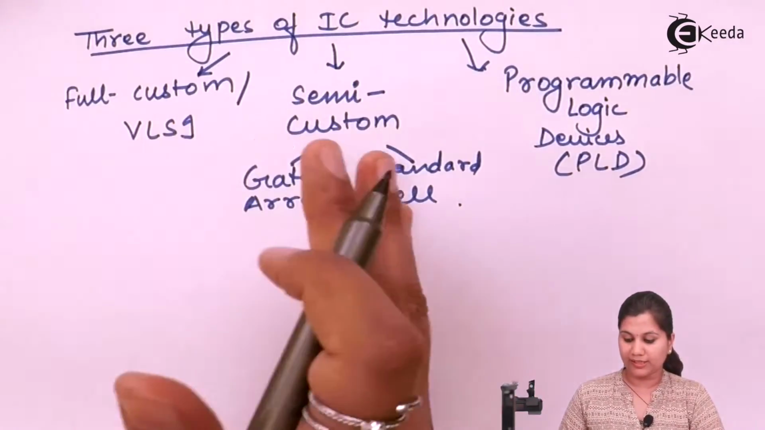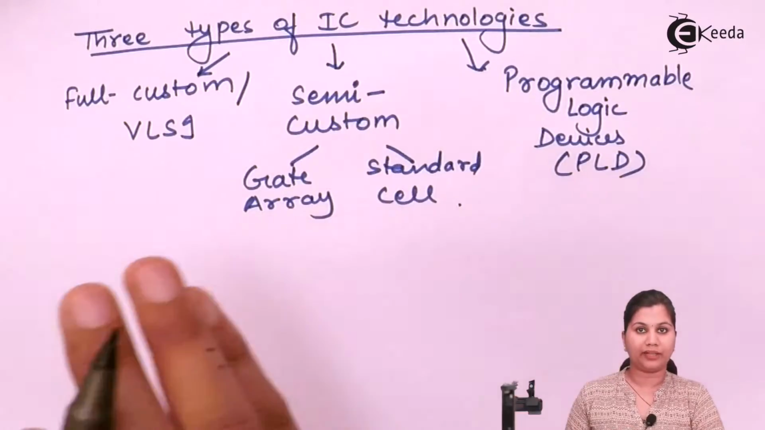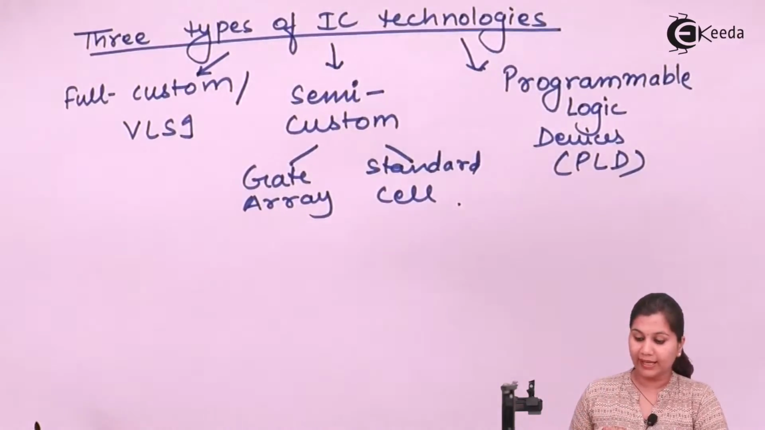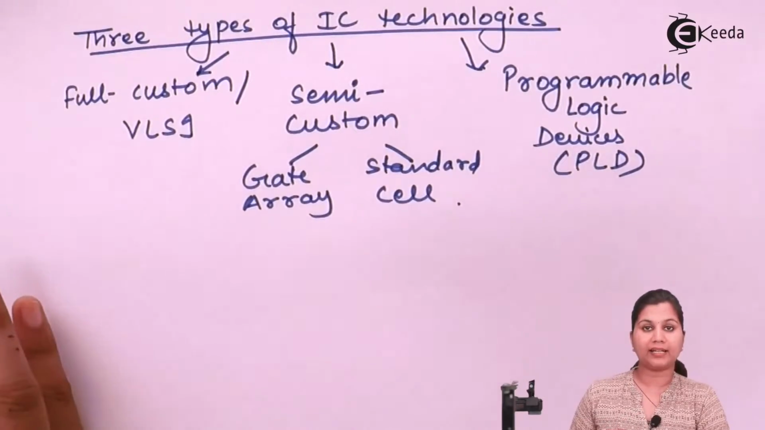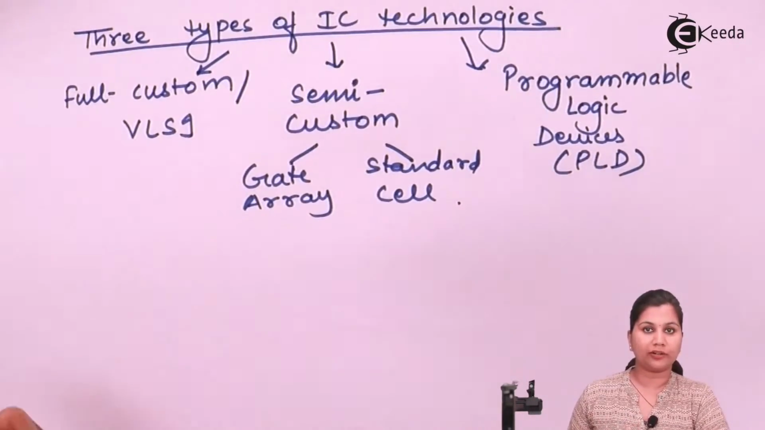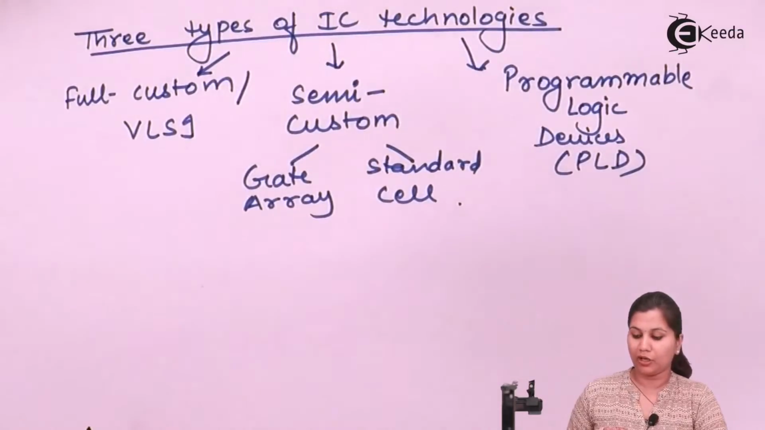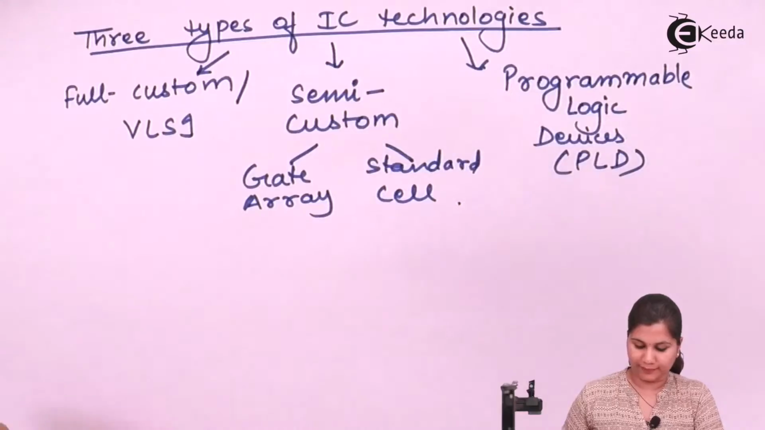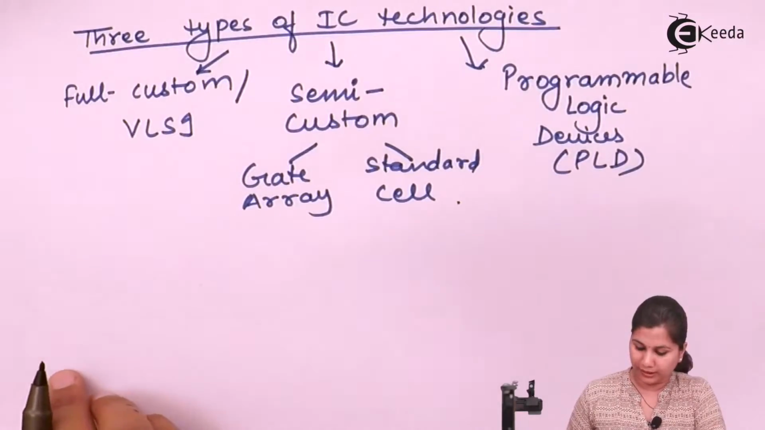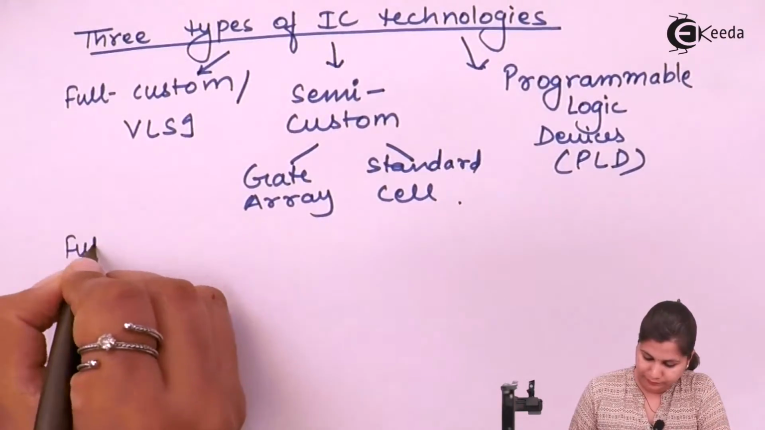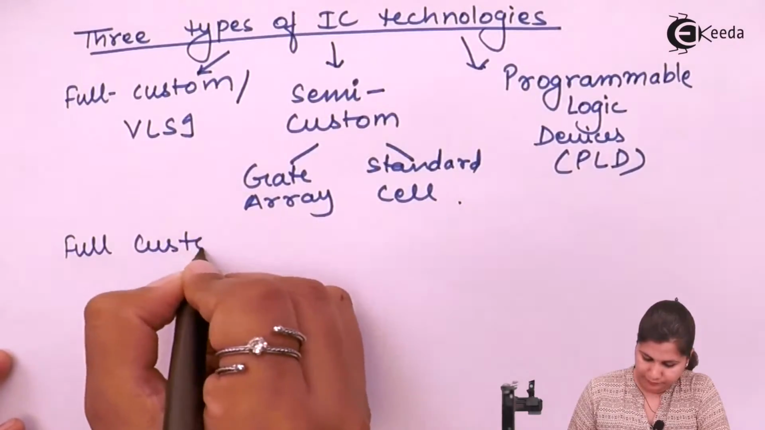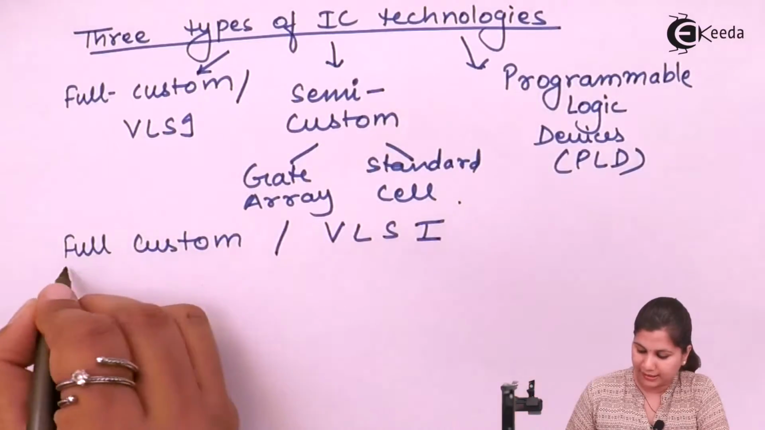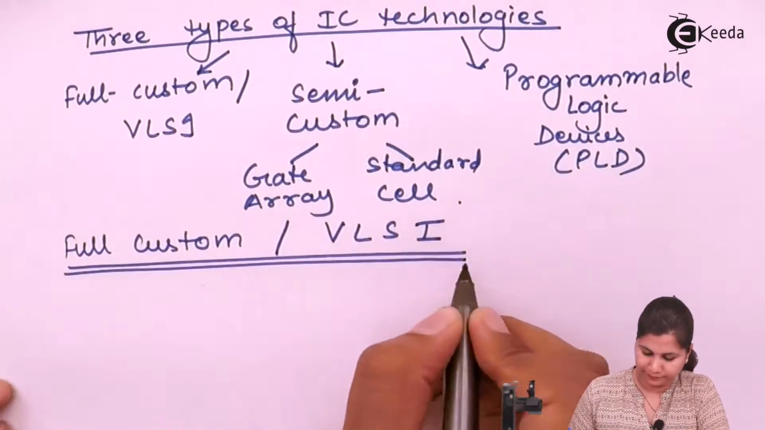So these technologies differ from each other in how the IC is manufactured, how it is designed, how the components are present in it, and what function each layer of the IC is performing. Depending upon them, we classify the technologies. Now let us start with the full custom, also called VLSI, that is very large scale integration.